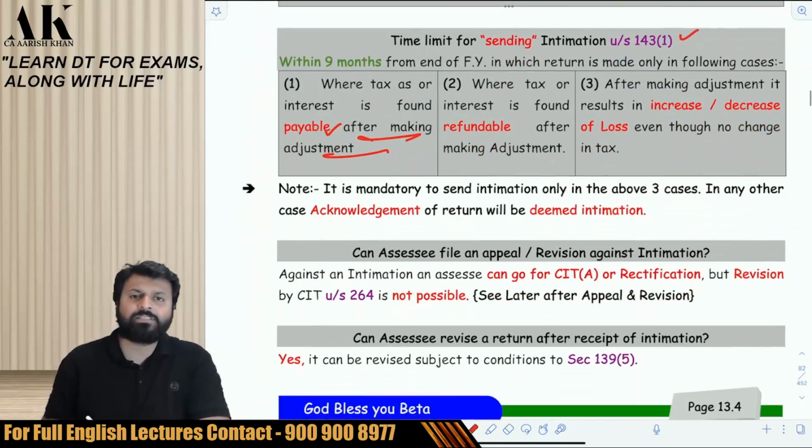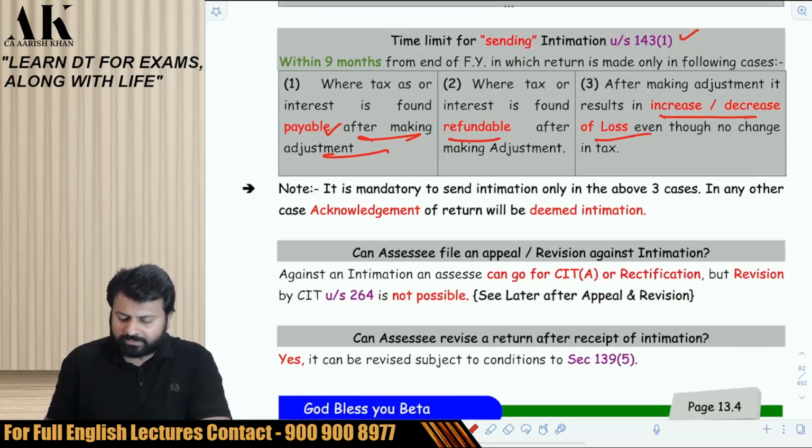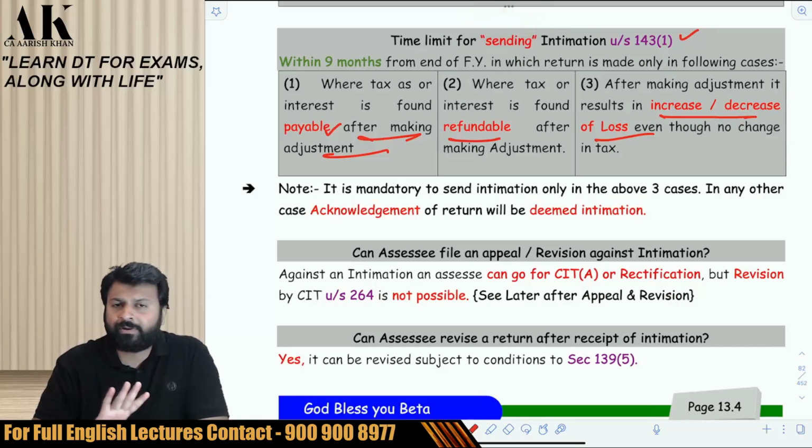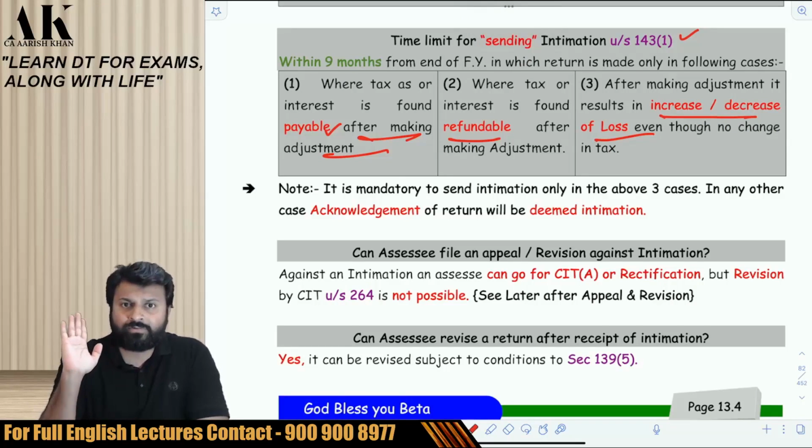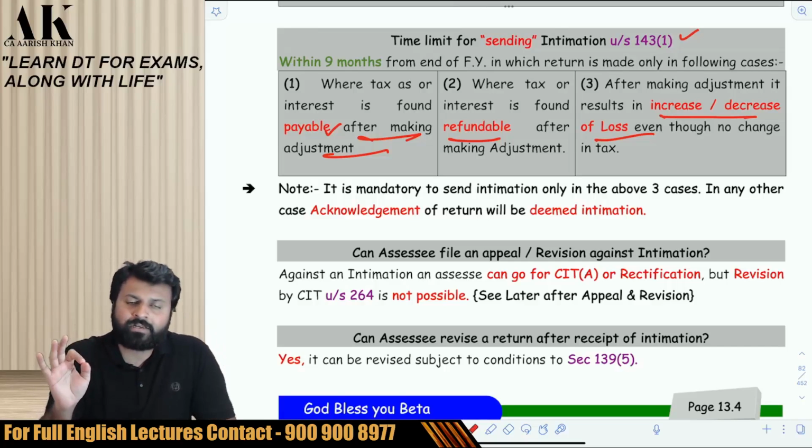After making these adjustments, if there is some payable, or some refundable, or some increase or decrease or loss, in these 3 cases they are liable to send you an intimation. Apart from this, they are not liable to send you an intimation. Apart from this, there is the acknowledgement of return, which you get while filing the return. Every assessee gets an acknowledgement while filing the return.